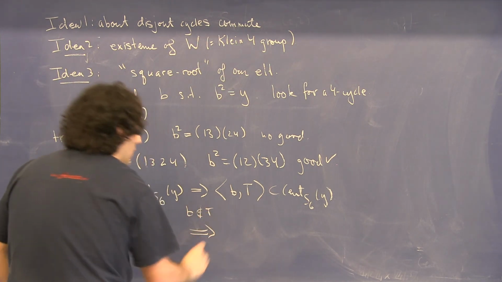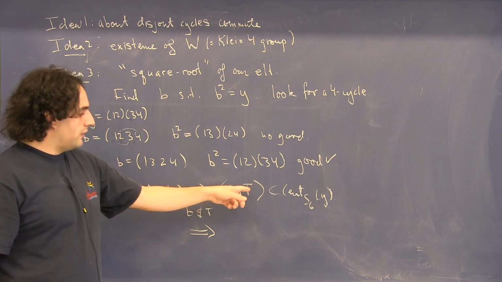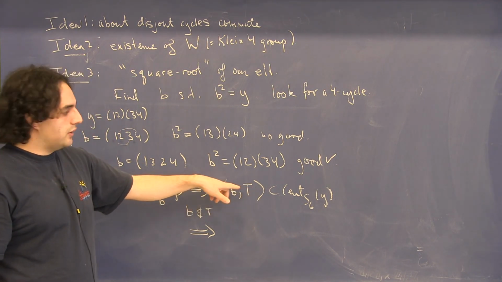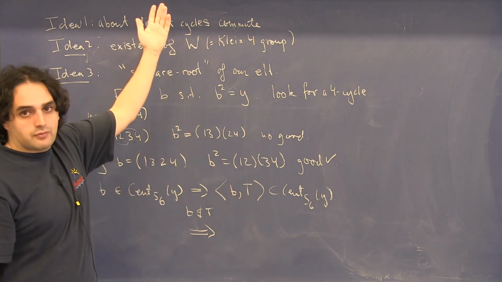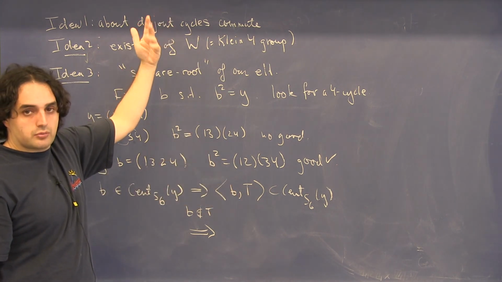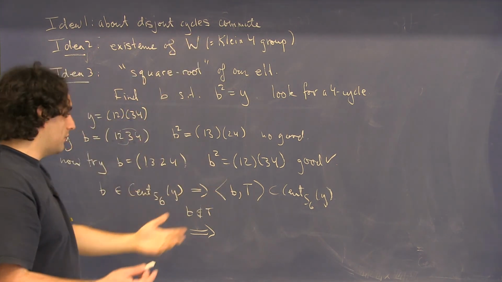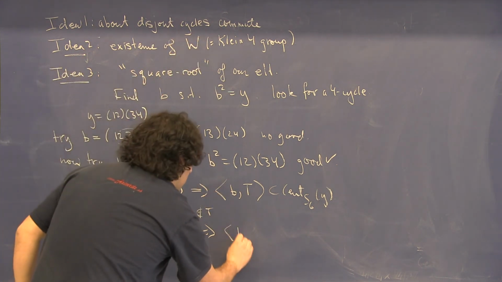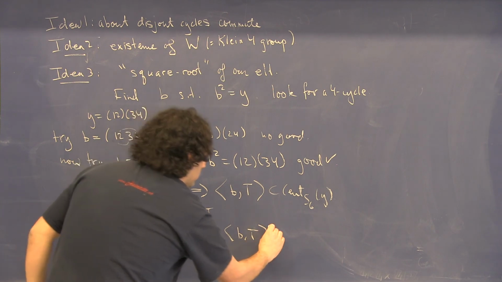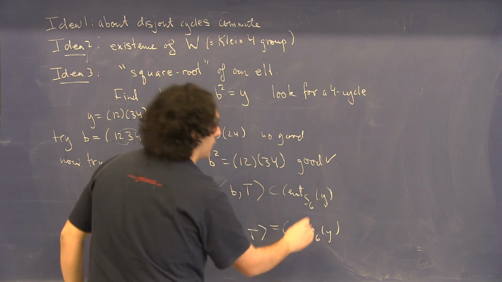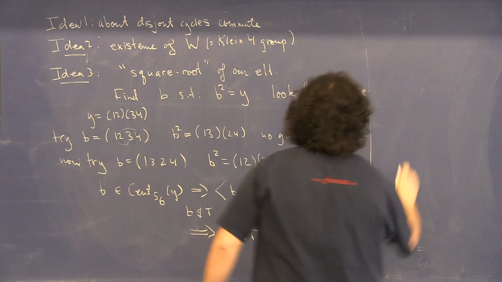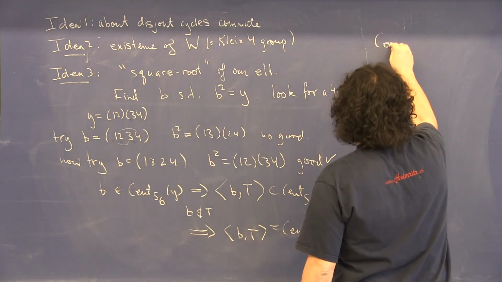This implies, by Lagrange's theorem, since it's not in there, that the subgroup they generate has more than 8 elements, and the number of elements has to divide the order of the big group, the centralizer, which is 16. So it must have 16 elements. So this implies that the subgroup generated by b and T is the full centralizer. Okay, so let's conclude.